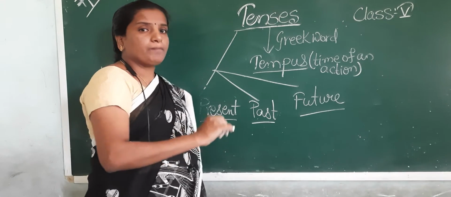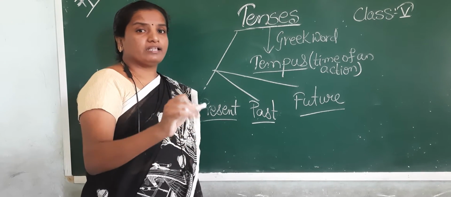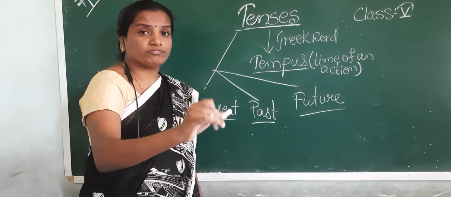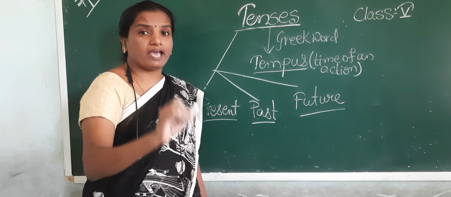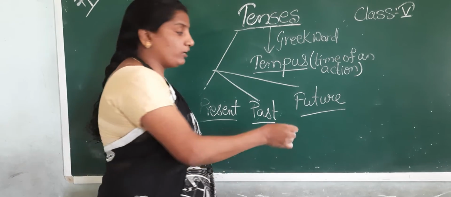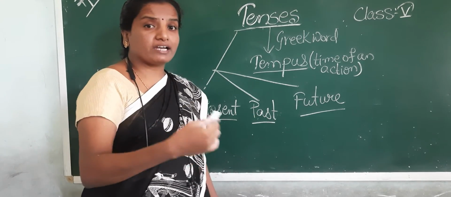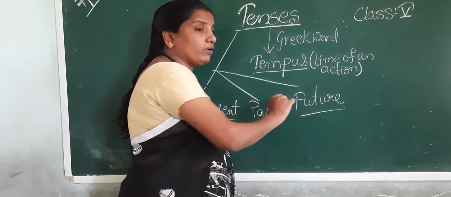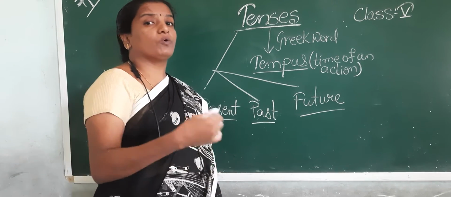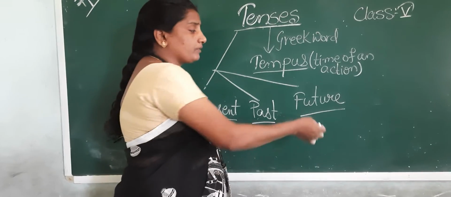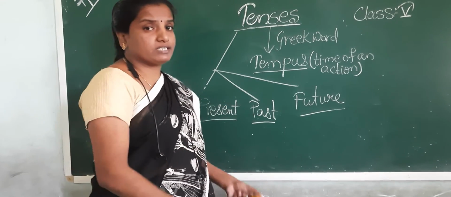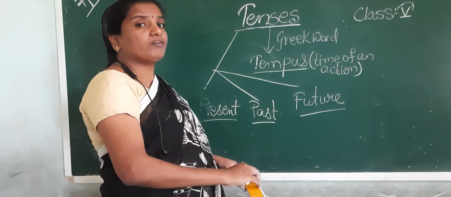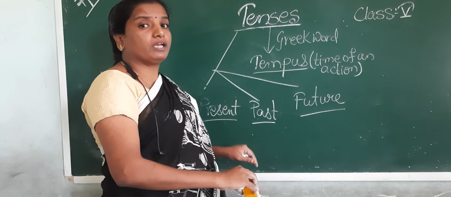See children, the actions at the time of speaking are known as present. To denote a completed action, we use past tense. And to denote what is going to happen, we use future tense. Is it clear, children? According to the time, we have divided tense into three types.